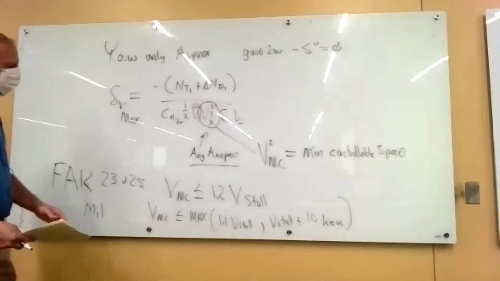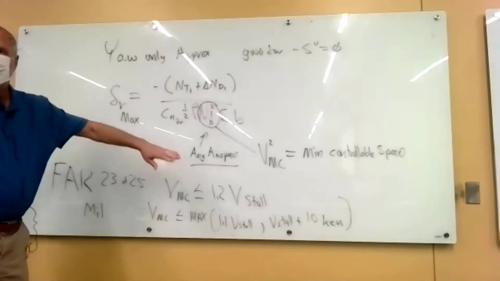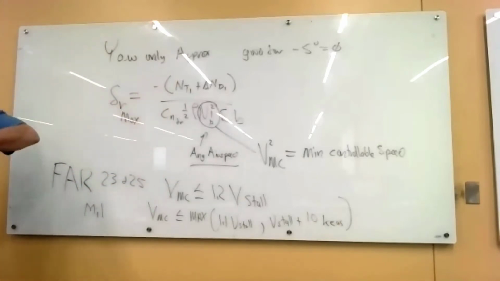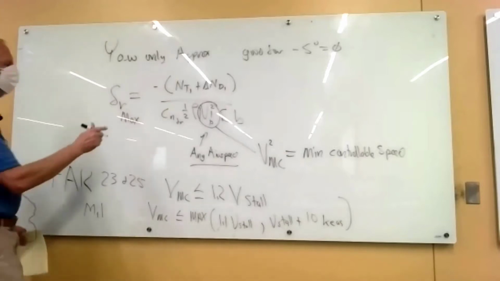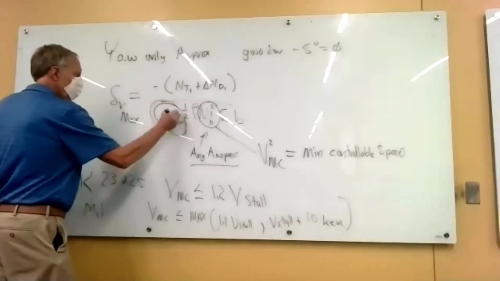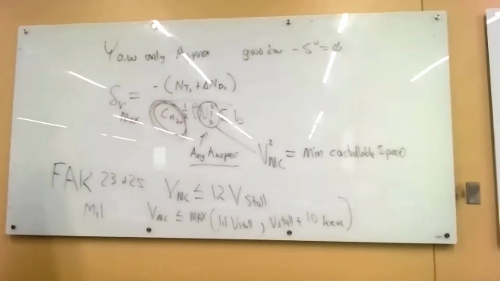So all this is saying is that you've got to be able to fly close to stall with an engine out and not crash. And so you need to prove that you have enough rudder power. Where's the rudder power? It's right here. Enough rudder power to fly near stall with one engine out, because it can happen.